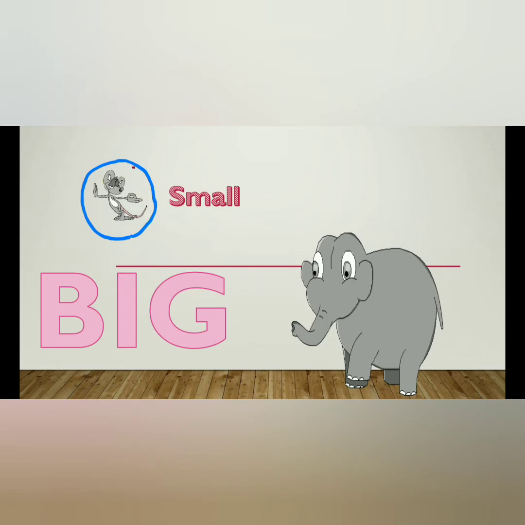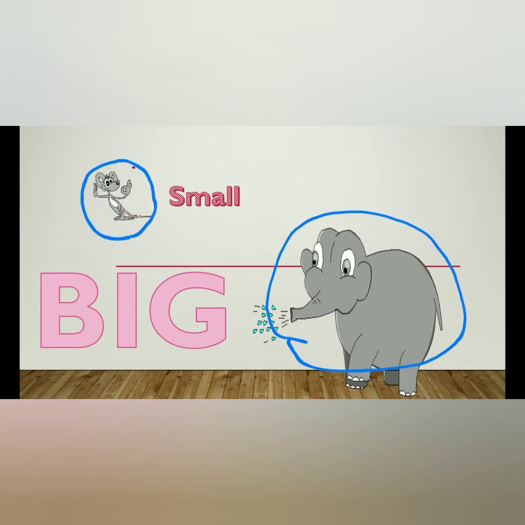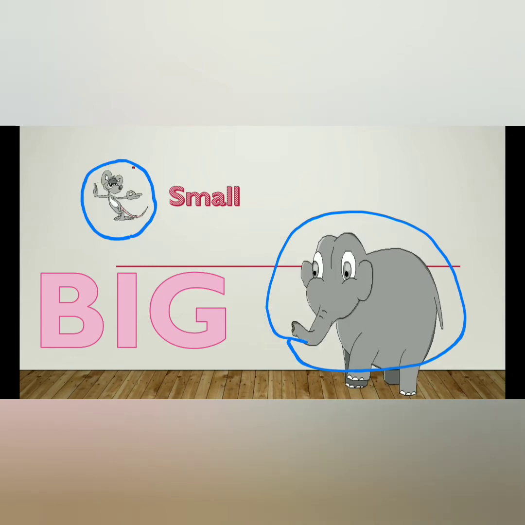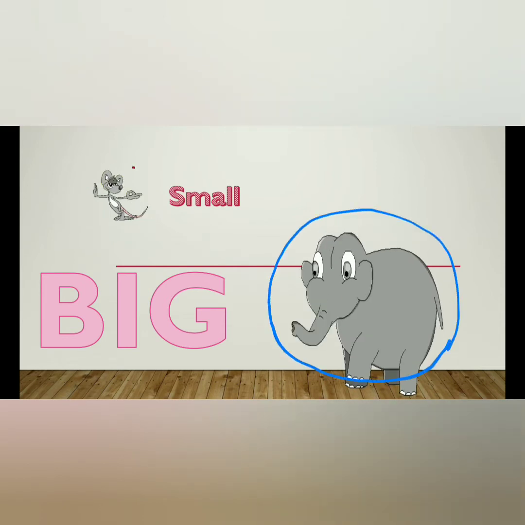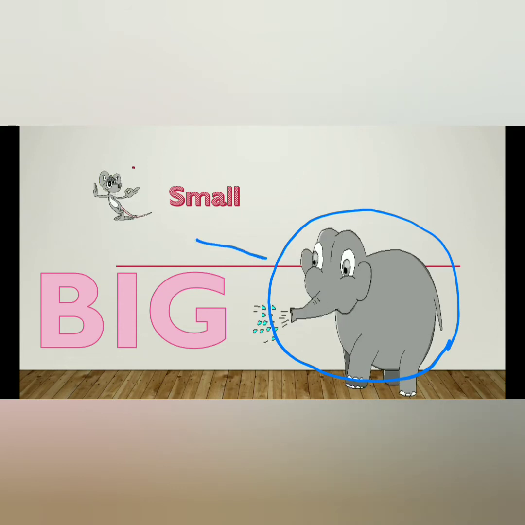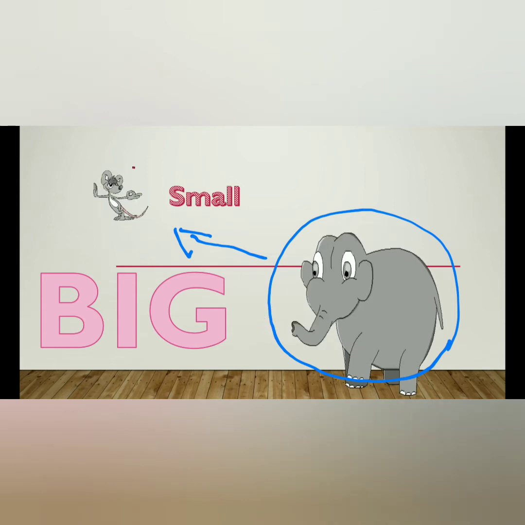Now you can see a small little mouse. Can you see the small little mouse? This mouse is smaller than this big elephant. Can you see the elephant? The mouse is smaller than the elephant in size, so we will say that the elephant is bigger than the small mouse. Okay?